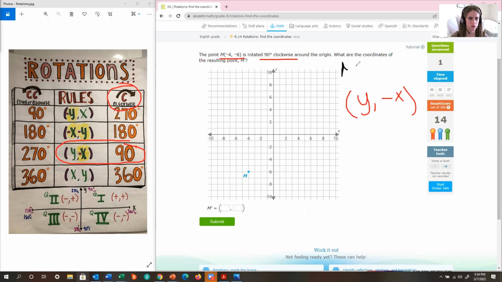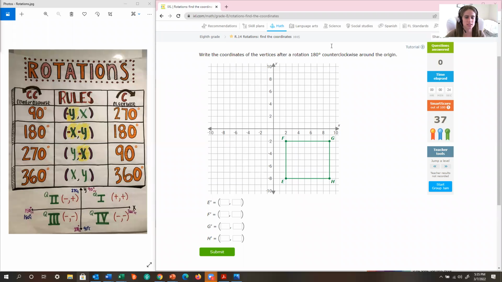Our pre-image of M is located at -4, -6. When we apply this rule, our pre-image, our original X, needs to be multiplied by a negative. So -4 times -1 makes that a +4. Your second step would be to flip around your X and your Y values, making it -6, +4. All right, we'll do one final example to close us off here.